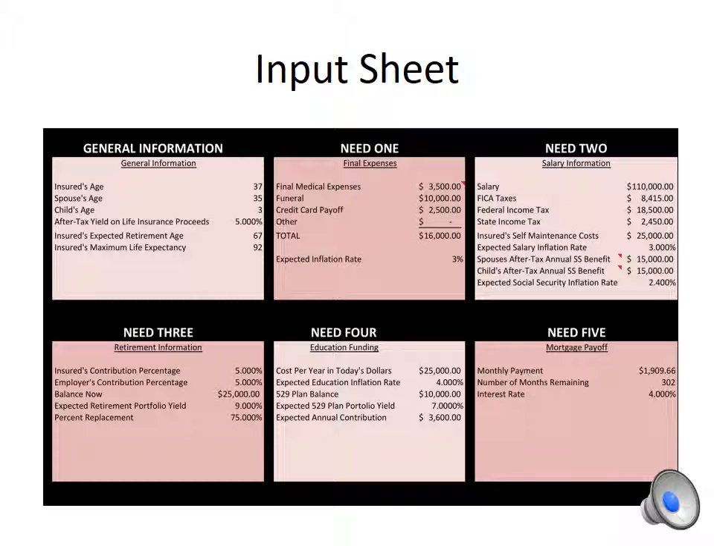This is the input sheet. It has 6 sections, a section for general information, followed by 5 sections, each representing a life insurance need. We'll take each section one by one.